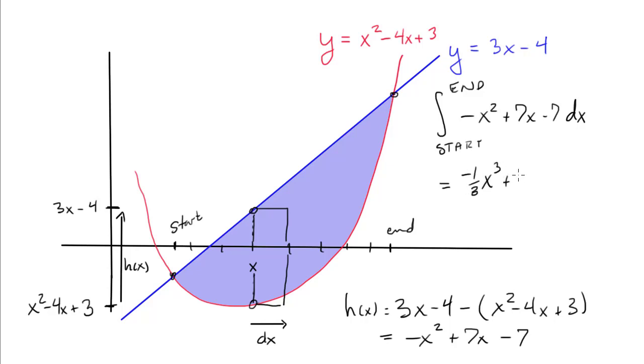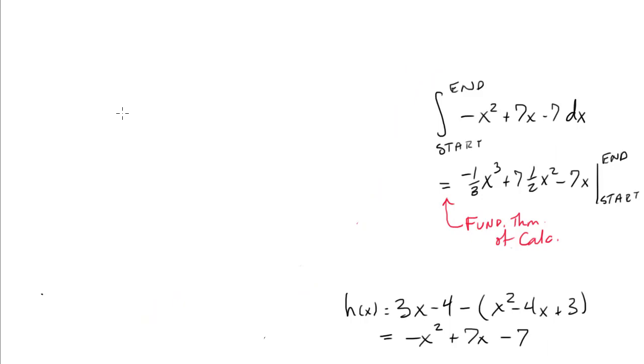Instead, I'll take the antiderivative, break up sums, pull out constants, so this one's easy, and plug in the start and end points into the antiderivative. This is the fundamental theorem of calculus, this step. I'm turning an area construction into function evaluation. All that's left is to find the start and end point. That's where the height is equal to 0.